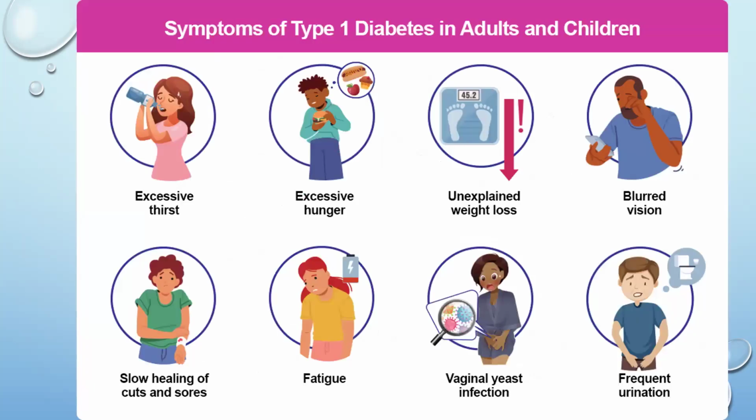The symptoms of type 1 diabetes mellitus in adults and children. The common symptoms of diabetes are excessive thirst, which is polydipsia, excessive hunger, which is polyphagia, unexplained weight loss, blurred vision, slow healing of cuts and sores, fatigue, vaginal yeast infection due to the suppression of immunity, and frequent urination, which is known as polyuria.